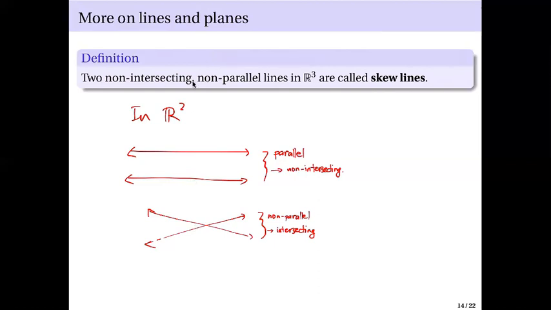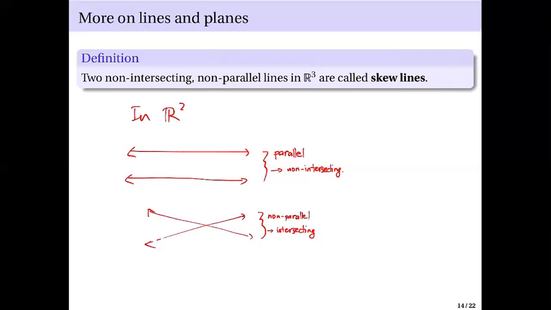So these are the two cases in the two-dimensional Cartesian plane. In R3, it is possible that lines are not intersecting and also not parallel. For those pairs of lines, we call them skew lines. Think of this as the edge of your box.